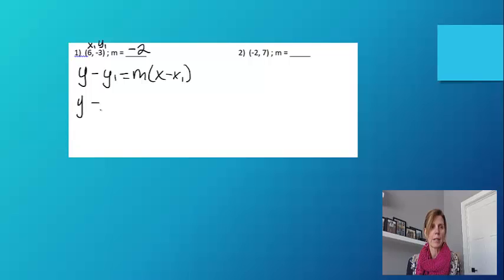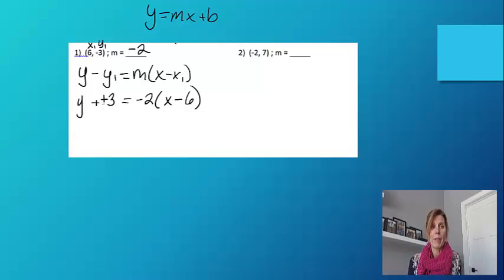So the first y is negative 3, and m is negative 2, and then we have x minus x sub 1, which is 6. Okay, now over here, I'm just going to clean this up. Instead of having y minus negative 3, we all know that that is actually y plus 3. And then from here, I did say that I would like it to be in y-intercept form because, again, I can graph that equation.